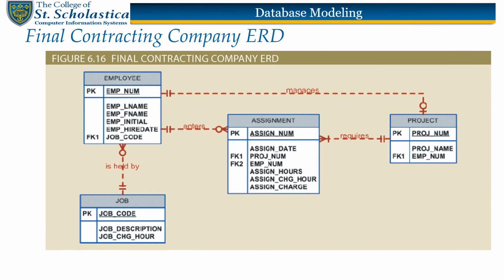The assignment entity in figure 6.16 uses the primary keys from the entities project and employee to serve as its foreign keys. However, note that in this implementation, the assignment entity's surrogate primary key is assign_num to avoid the use of a composite primary key. Therefore, the "enters" relationship between employee and assignment, and the "requires" relationship between project and assignment are shown as weak or non-identifying.